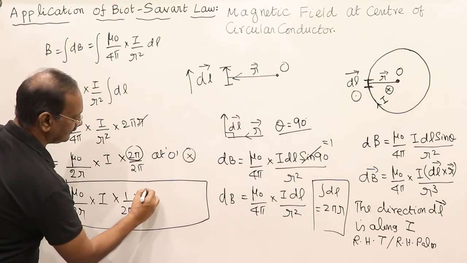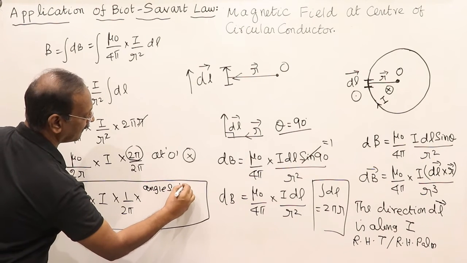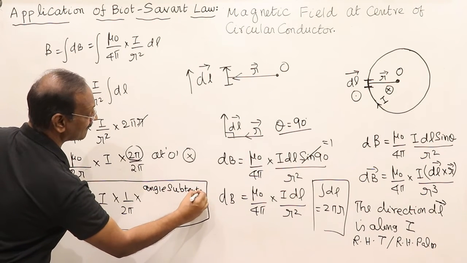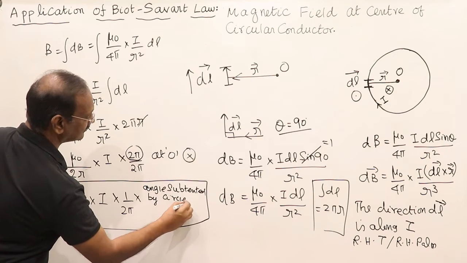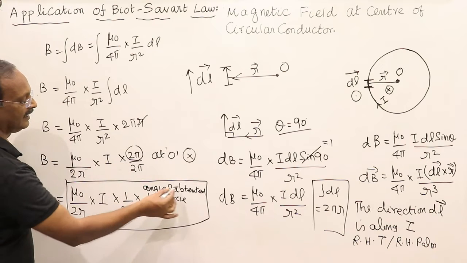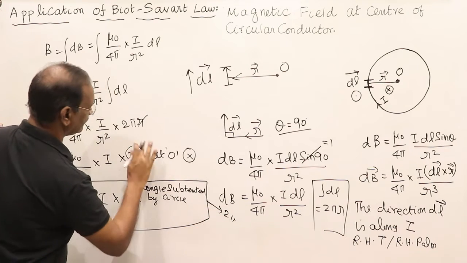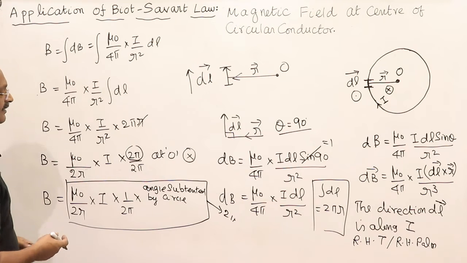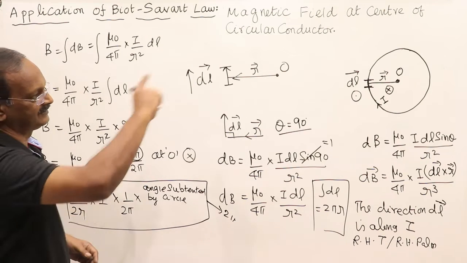That is angle subtended by circle. This is 1 by 2 pi. And angle subtended is equal to, which is nothing but 2 pi. That is 2 pi divided by 2 pi. This is a standard formula. So we can adapt it in for full circle. This is for the full circle.